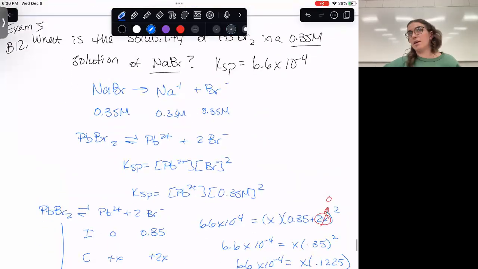So B12 from exam 5 would be a solubility or Ksp fair-game type of question. And then exam 5 D11 is another fair type of question.